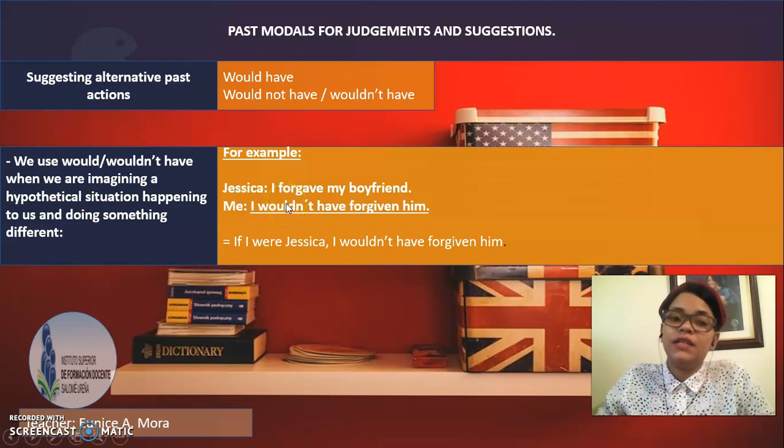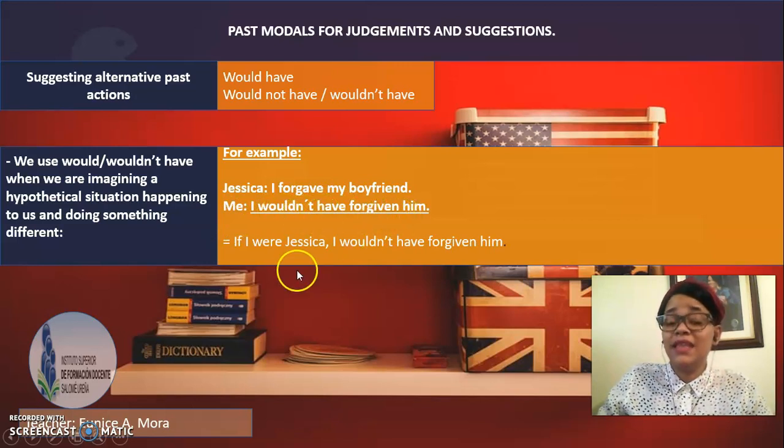We have that Jessica tells me, I forgave my boyfriend. And I say, I wouldn't have forgiven him. I am saying that if I were Jessica, I wouldn't have forgiven him. That is why it's a hypothetical situation, because number one, I am not Jessica. And this is what I would have done. Then it's just a hypothesis.